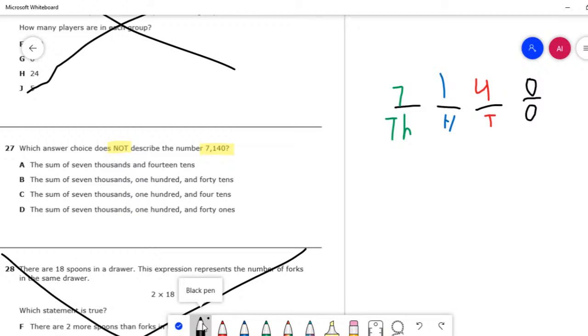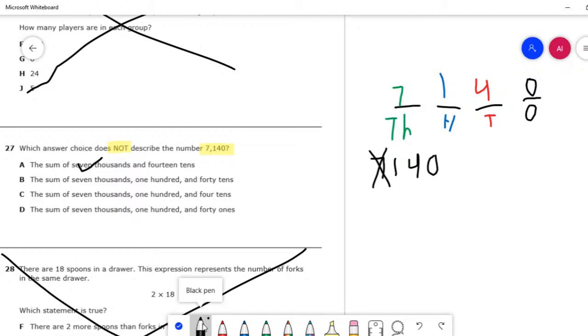For choice A, it says the sum of 7,000s and 14 tens. First, let's write the number smaller here, 7,140, for this answer choice. Let's read the first part. It's saying that there are 7,000s, and that is true. We have a 7 in the thousands. Now that we've dealt with that, let's cross it out and put a check mark to say that's true. And 14 tens.